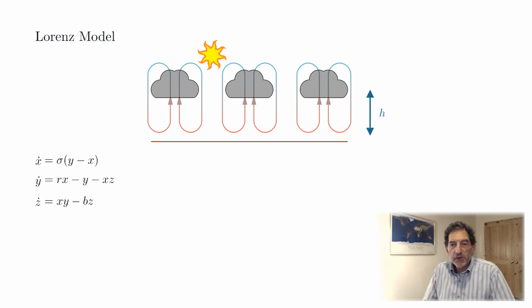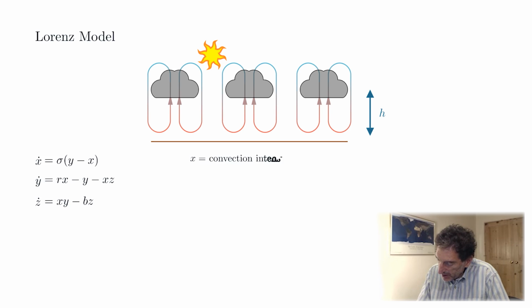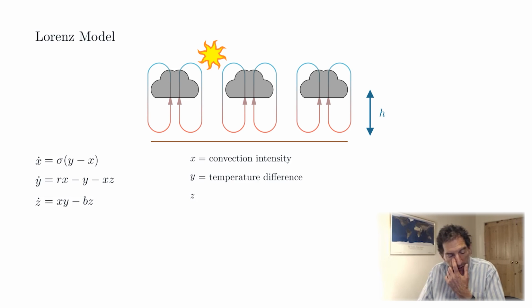So these are deceptively simple looking, but as we're going to see, the phenomena that they contain is both wondrous and very complex. So first of all, let's describe what are the meaning of the variables and then the parameters in these equations. So in these equations, x is meant to represent how fast the convection rolls are turning over, so some measure of the convection intensity. And y is a measure of the temperature difference at the ground and at the bottom of the cloud layer. And finally, z is a measure of the deviation of the temperature gradient from linearity.